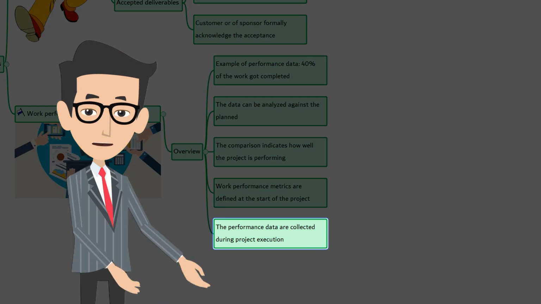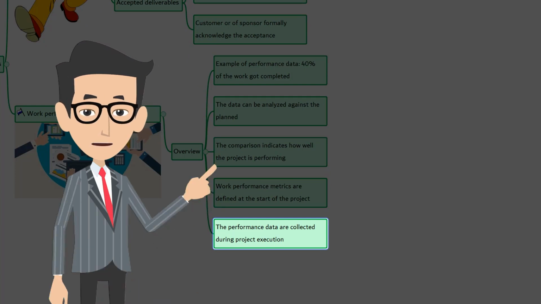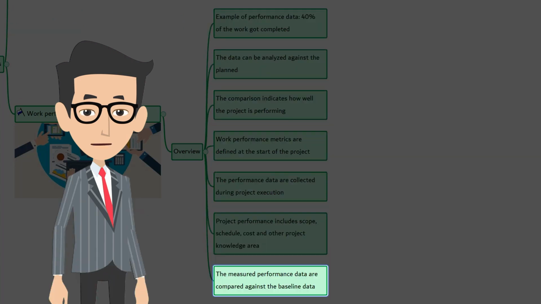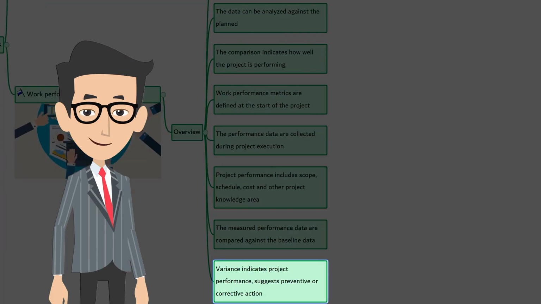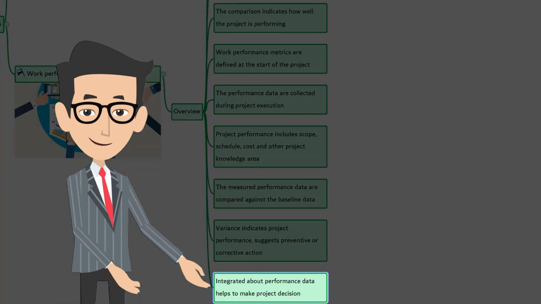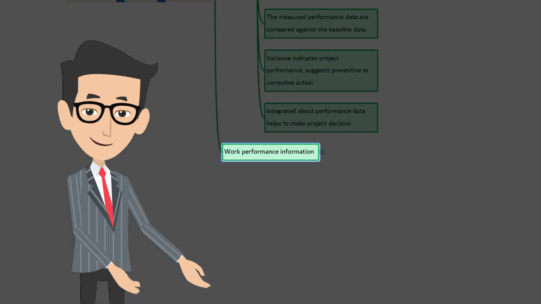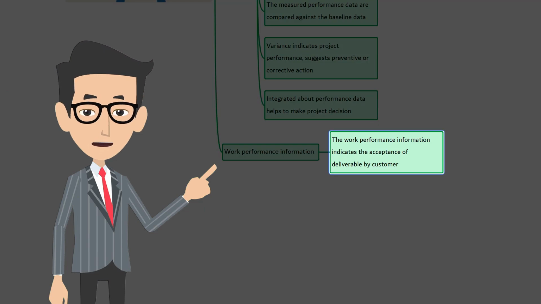During project execution, the project performance data are collected. Performance includes scope, schedule, cost, and other project knowledge areas. The measured performance data are compared against the baseline data. The degree of variance indicates not only the project performance, but also whether any preventive or corrective action is required. This integrated work performance data helps to make project decisions. Now in context, validate scope is done by the customer.